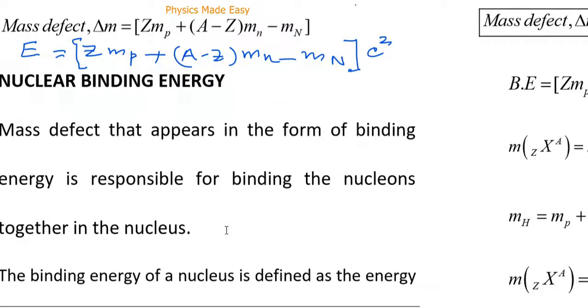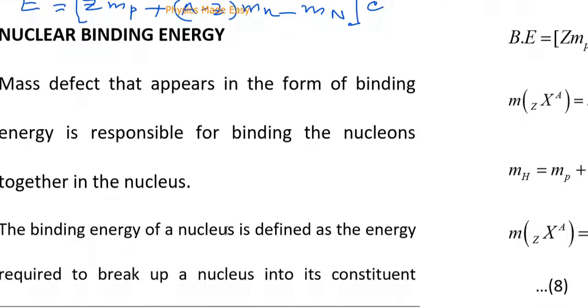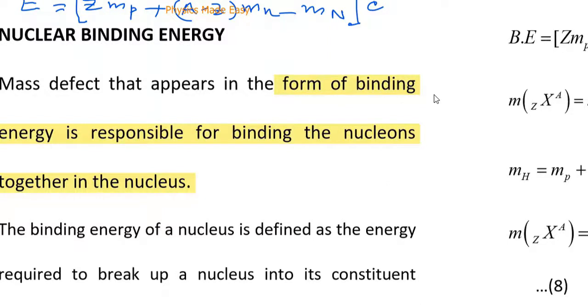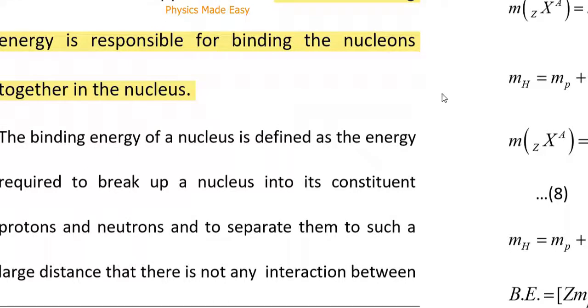And now, the mass defect that appears in the form of binding energy is responsible for binding the nucleus together. This is responsible for binding the nuclei together. Binding energy of the nucleus is defined as the energy. Now note this definition, it is important from the theory point of view.